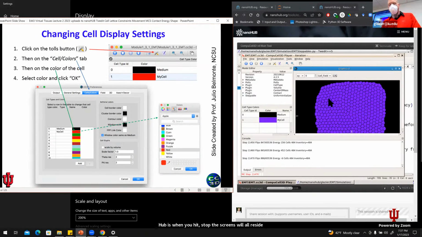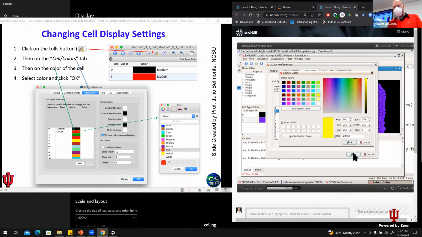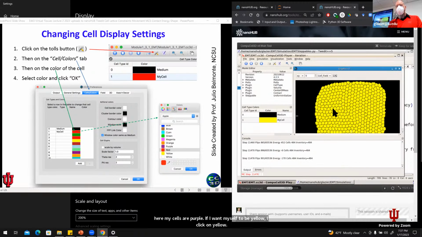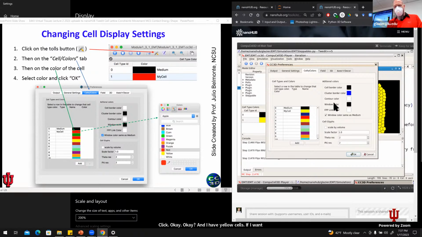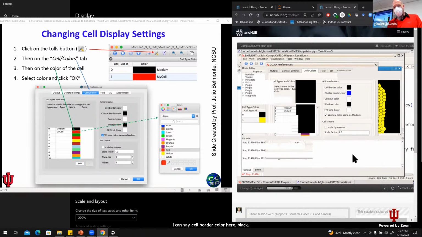Okay. One simple thing is that the color choices that you get may be different. I don't know what color your simulations were. This button here, which you can hover over, called configuration, allows you to do things like change your color. So here my cells are purple. If I want my cells to be yellow, I click on yellow, click OK, OK, and now I have yellow cells. If I want the boundaries between the cells to be a different color, I can say cell border color here, black. I don't really know why I'd want it to be red, but I can make it red.